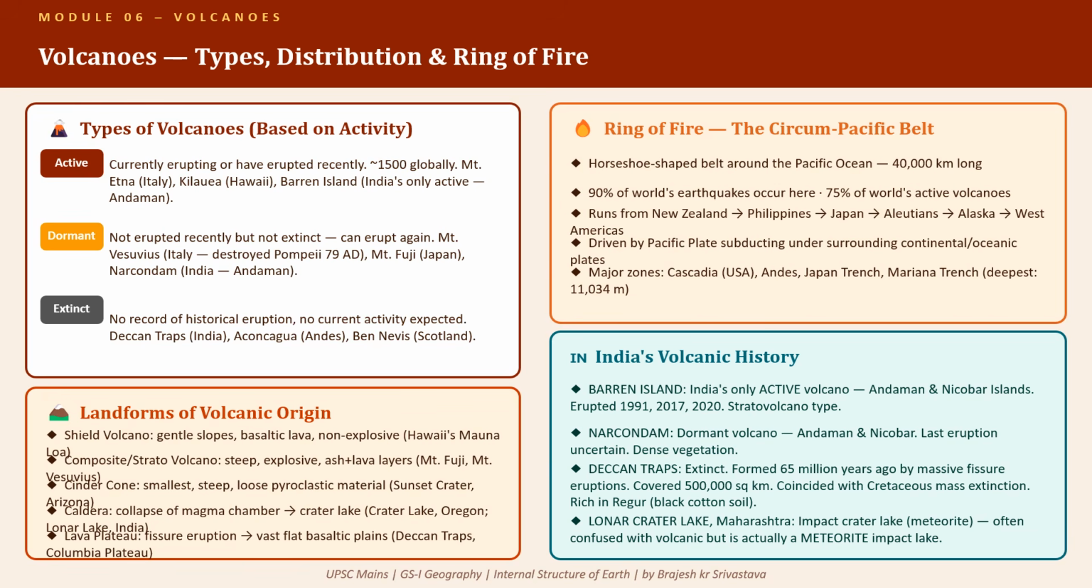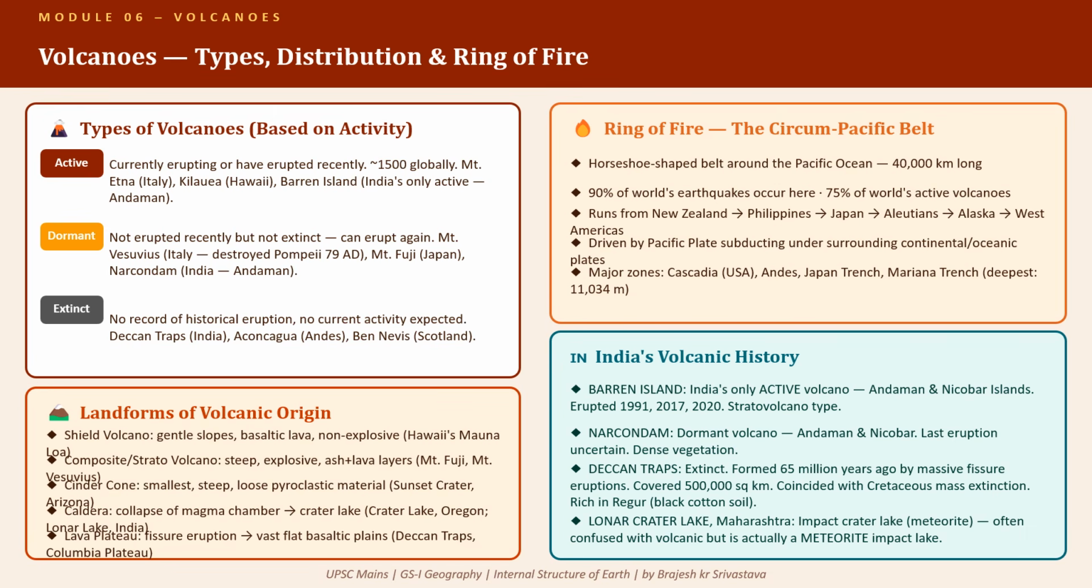and critically, Barren Island in the Andaman and Nicobar Islands, the only active volcano in India. It last erupted in 2020. It is a stratovolcano, also called a composite volcano, with steep sides and explosive eruptions.